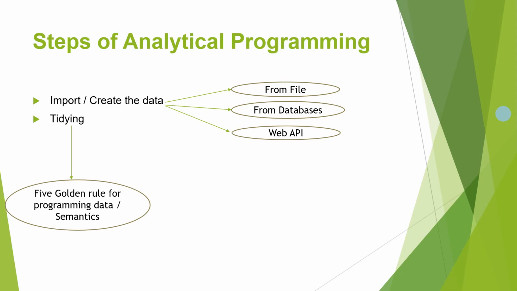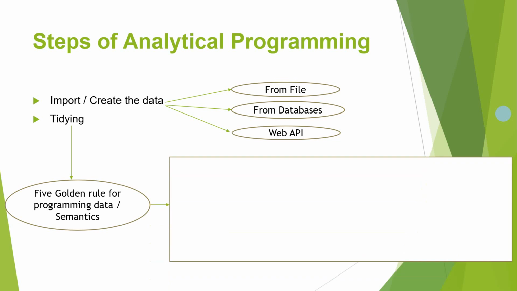Okay, so tidying generally has five golden rules. We need to follow these five golden rules. These are basically the semantics of a particular data type, data structure. So what are those? For example, whatever data you have, every variable is stored in its own column. It means that there will be different columns.